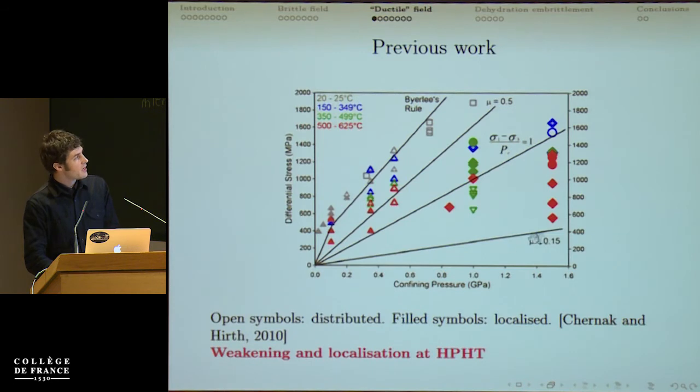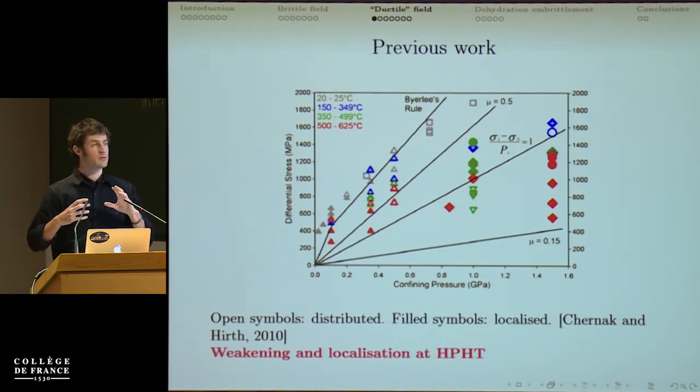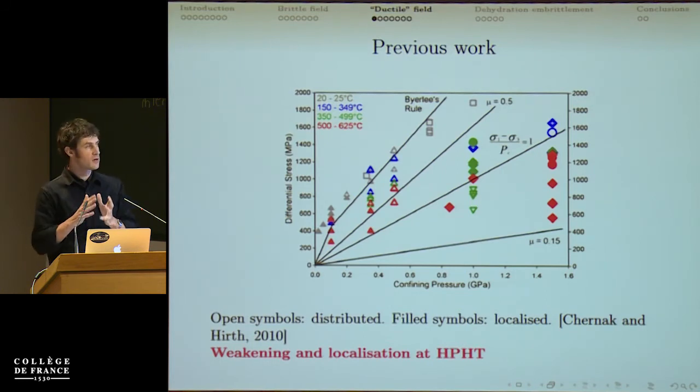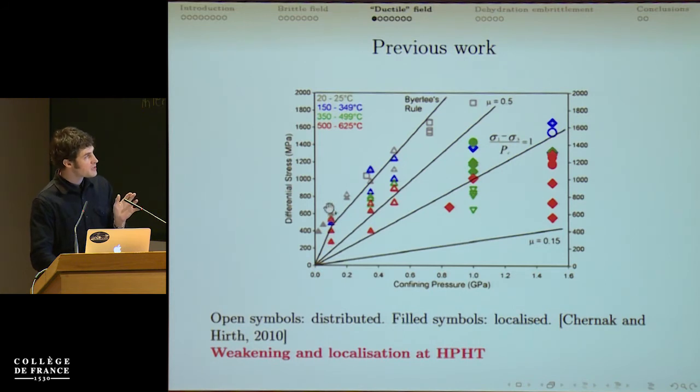There are two types of symbols here. The open symbols, these open triangles and open squares, correspond to deformation conditions for which the deformation in the sample was distributed. There was no obvious single fault plane in these samples. All the filled symbols, these triangles here, these here, and these here, are for experiments for which the deformation was highly localized on one single fault plane.